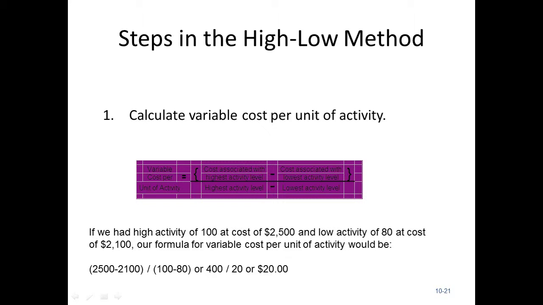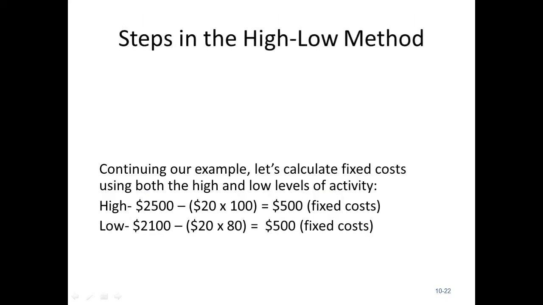And so if we had high activity of 100 at a cost of 2,500 and low activity of 80 at a cost of 2,100, our formula for variable cost per unit of activity would be the cost associated with the highest level of activity minus the cost associated with the lowest level of activity, or 2,500 minus 2,100, divided by the highest activity level of 100 less the lowest activity level of 80, or 400 divided by 20, or $20. So that gives us the variable cost per unit of activity.